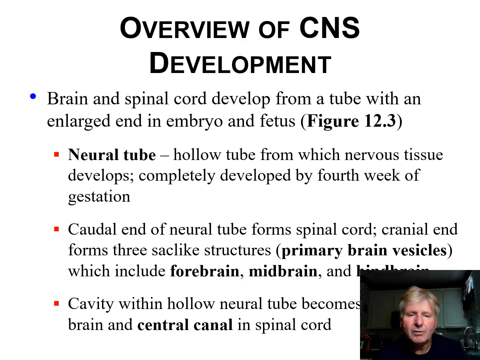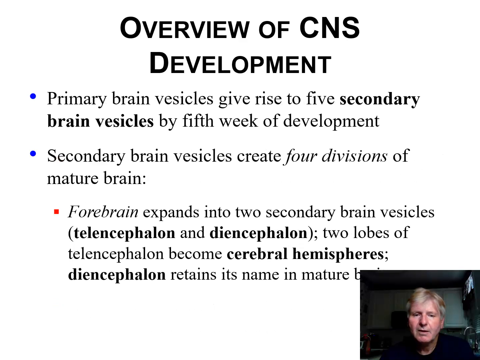The caudal end of the neural tube forms the spinal cord. The cranial end forms the 3 primary brain vesicles, which become the forebrain, midbrain, and the hindbrain. And then the cavity within the neural tube becomes the ventricles in the brain and the central canal in the spinal cord. The primary brain vesicles then give rise to 5 secondary brain vesicles by the 5th week of gestation. The secondary brain vesicles create 4 divisions of the mature brain.